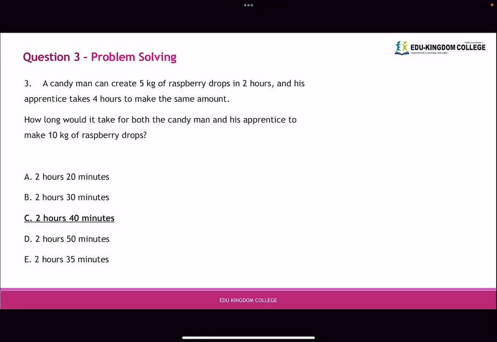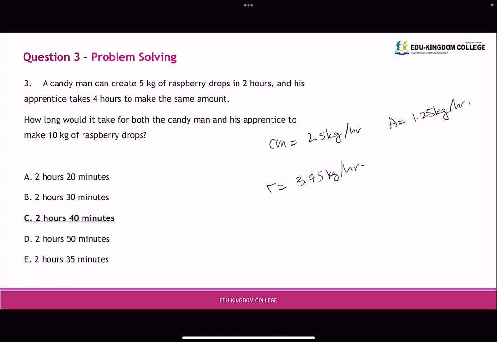Now, Candyman can create 5 kilograms of raspberry drops in 2 hours. So let's call Candyman CM equals 5 kilograms per 2 hours, so 2.5 kilograms per hour. The apprentice takes double the amount of time to make the same amount, so in 1 hour the apprentice can only make 1.25 kilograms. Together in 1 hour they make 3.75 kilograms per hour.